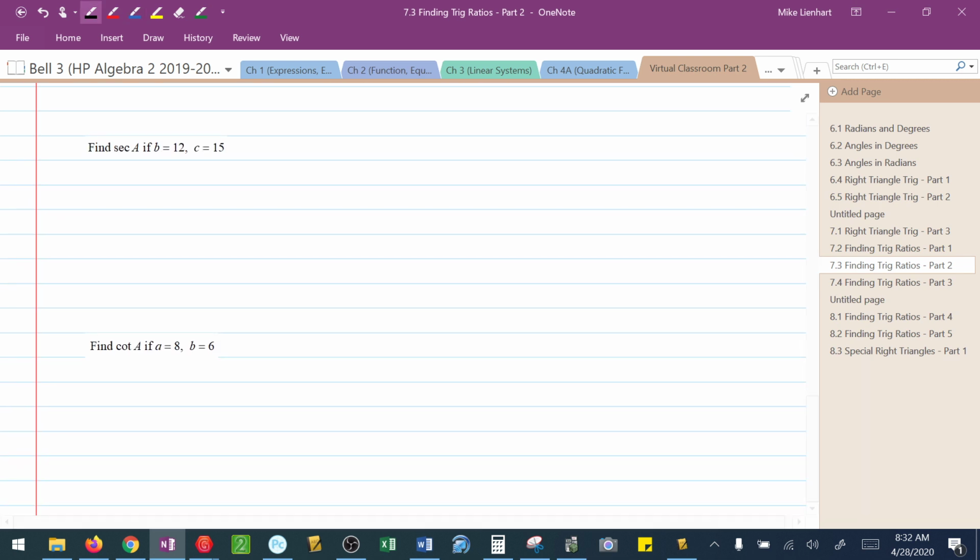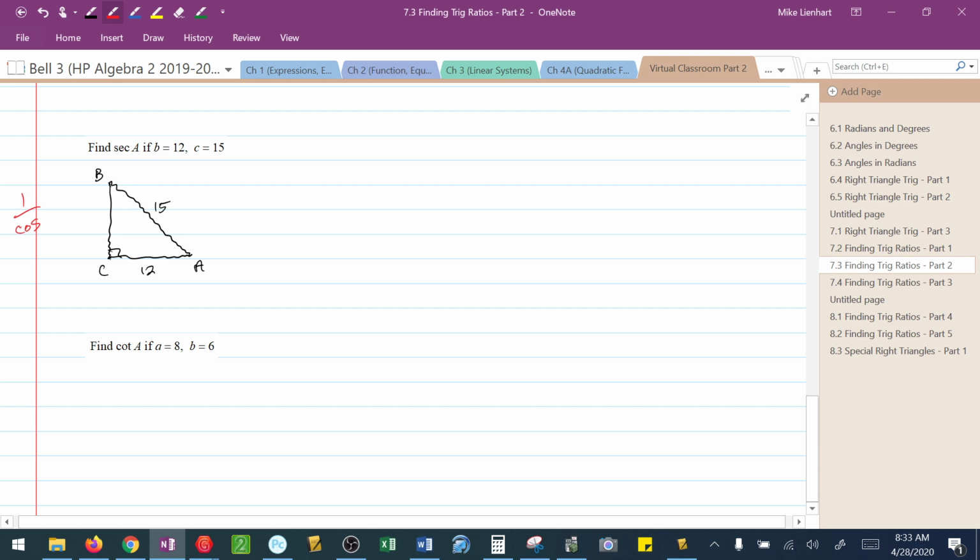All right. This one says find the secant of A. So I've got my right triangle here. Call it ABC. They tell me that C is 15 and B is 12. And they want me to find the secant of A. Now I know that secant is 1 over the cosine. I know that cosine is adjacent over hypotenuse. So secant would be hypotenuse over adjacent.